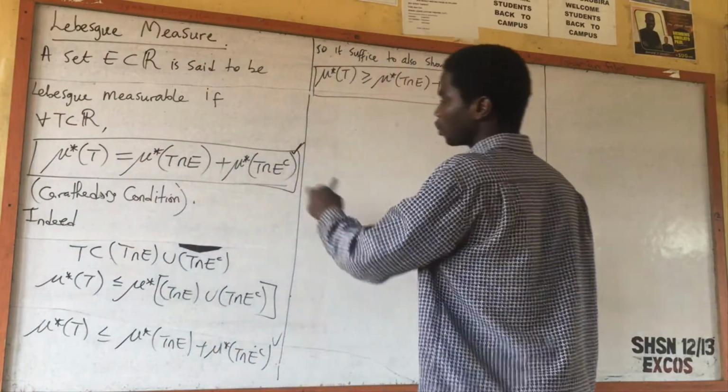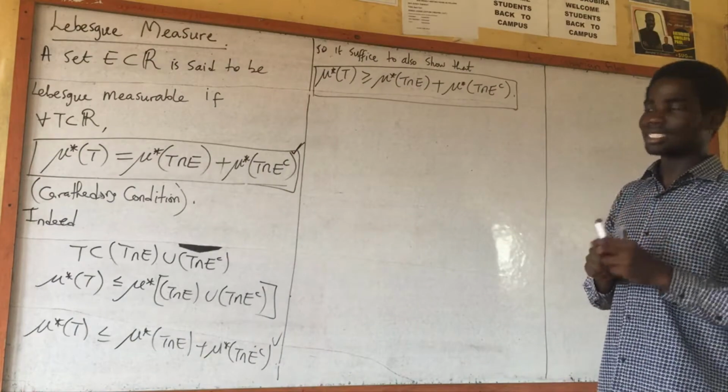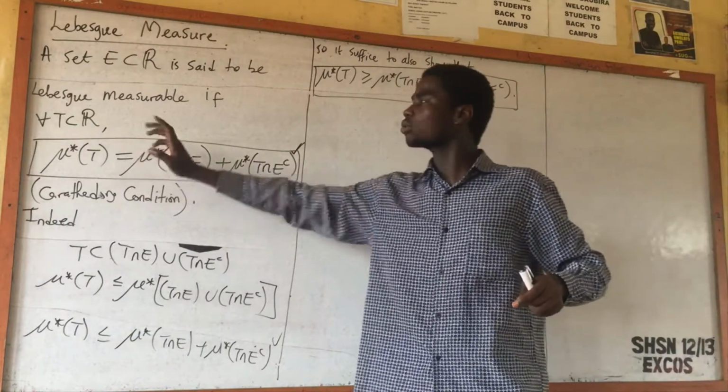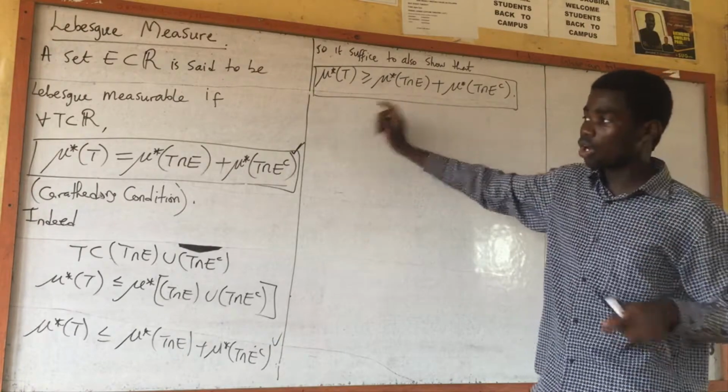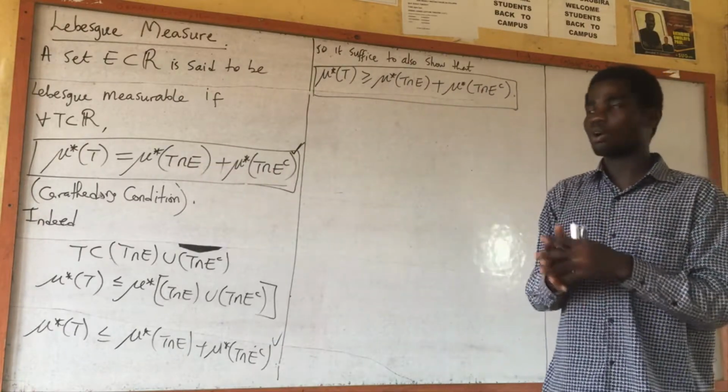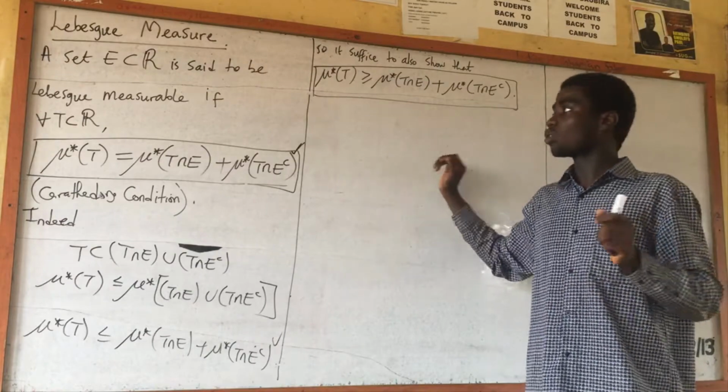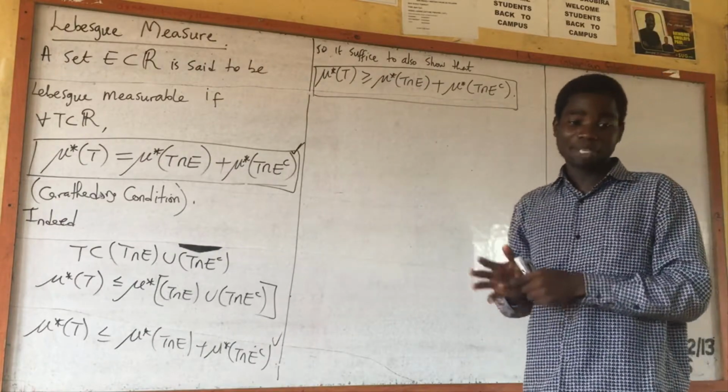So if you see that it is getting difficult to show that it is equal, just prove that it is greater than or equal. Once you can prove that it is greater than or equal, you have proved that the set is Lebesgue measurable.